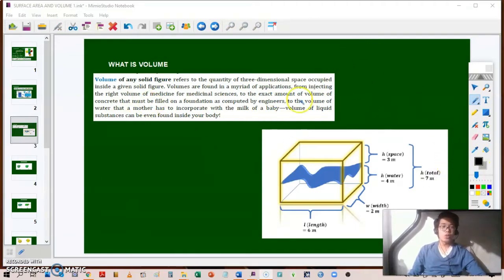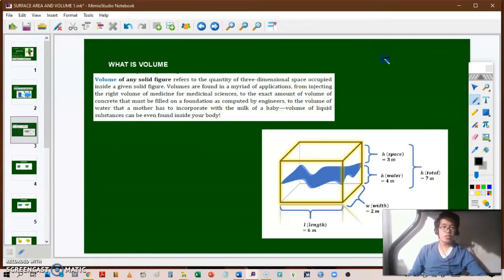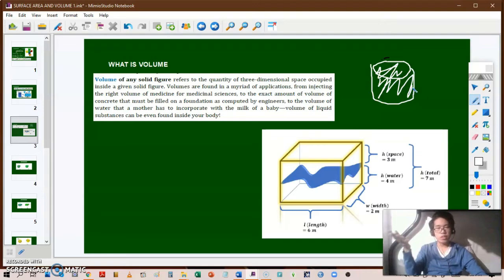Now that we know about surface area, we want to know more about volume. What we know about surface area is that it's the entire area of any solid figure. So if we have a cylinder and you want to know all of the area that envelops it, that's the surface area.